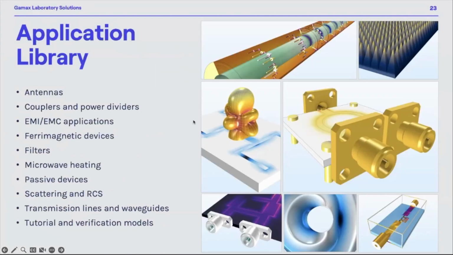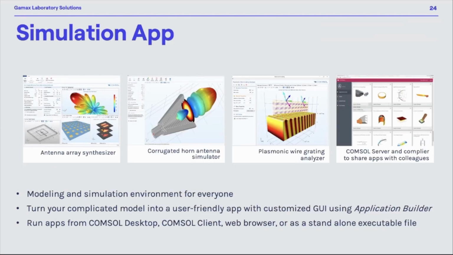Here in the application library, you can find a lot more examples. There are some more than 800 examples. You can find a lot for antennas, for filters, and for other multi-physics applications, not just for single physics applications. You can also find simulation applications in the library, so you can test. Here you can see some of those applications.